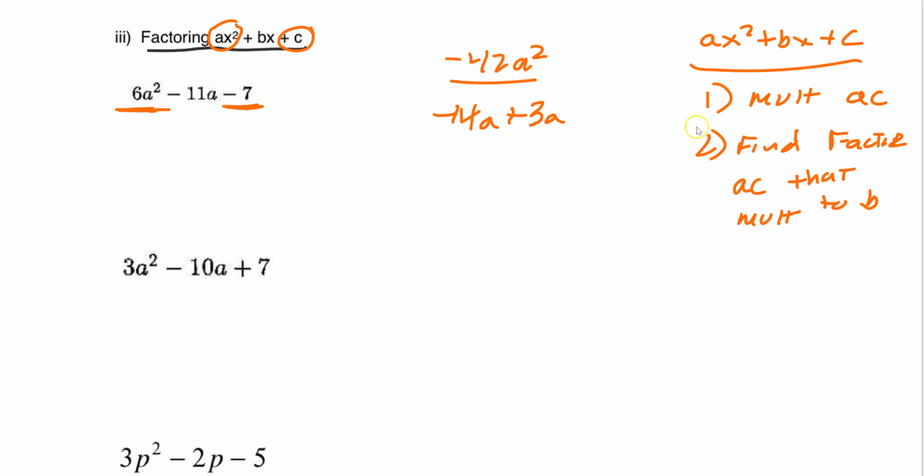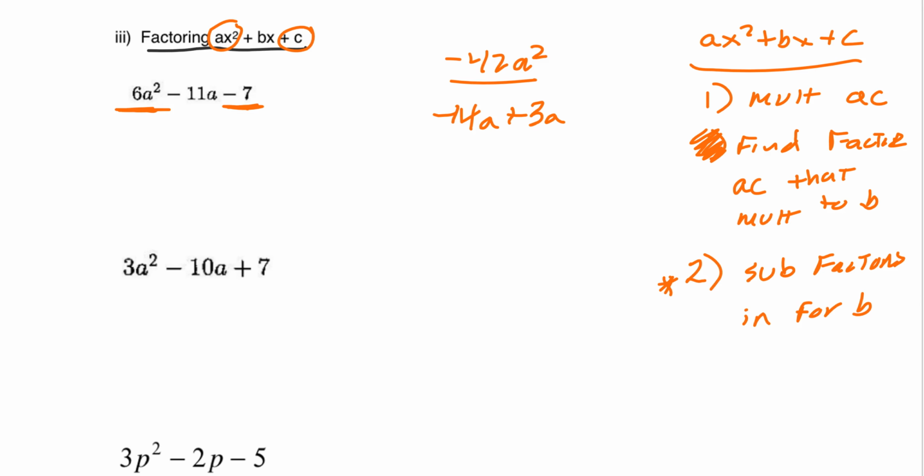Step 1: multiply AC and find the factors of AC that multiply to get B. Step 2, this is a new part. You're going to sub the factors in for B. So that's a new step.